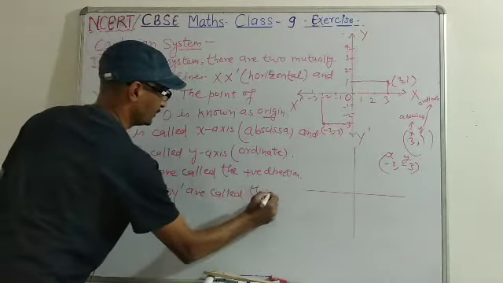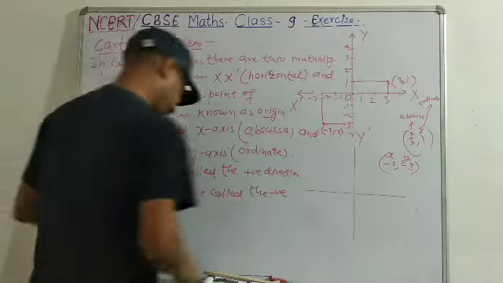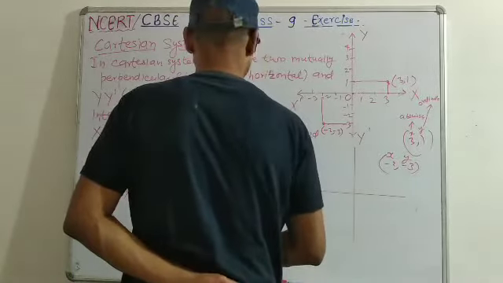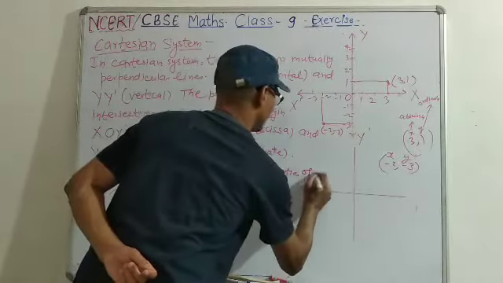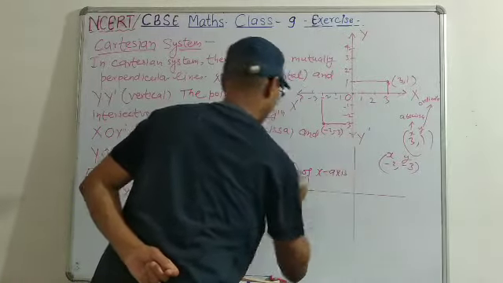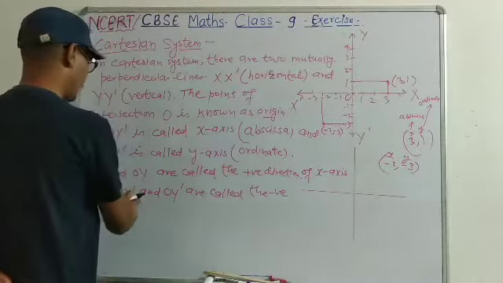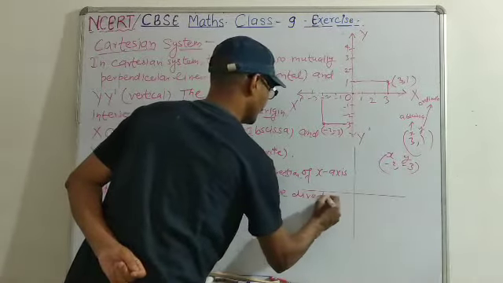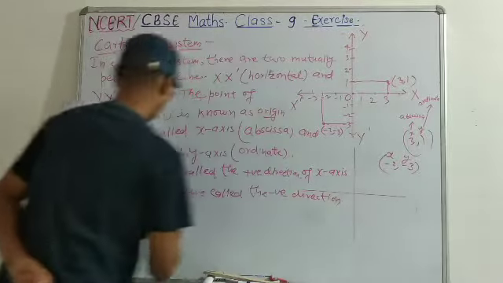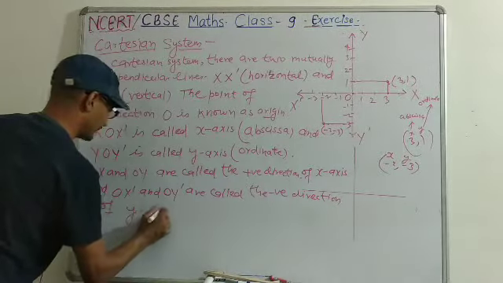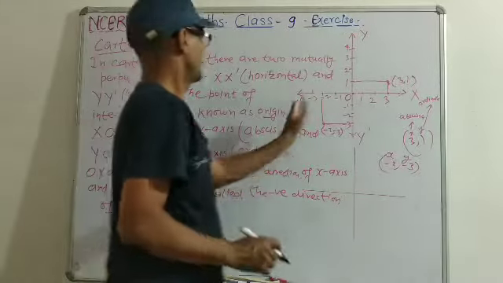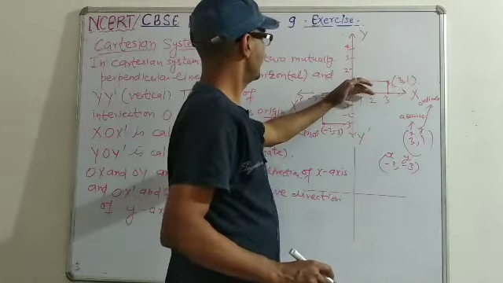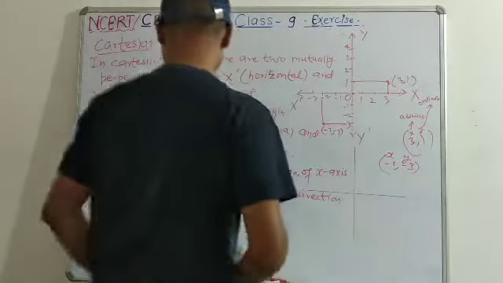called the negative. OX and OY are called the positive direction of the X axis, and OX dash and OY dash are called the negative direction of which axis? Y axis. That means on the X axis, here is positive, here is negative. On the Y axis, upwards is positive, downwards is negative.